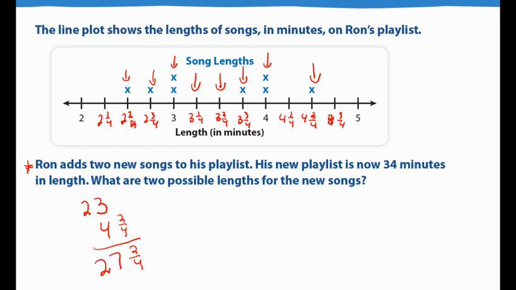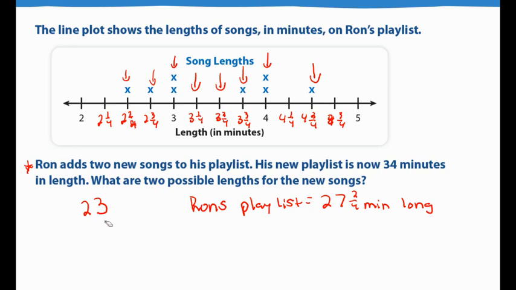Now, so we know that as of right now, Ron's playlist is 27 and 2/4 minutes long. But the question says that's originally on the line plot. That's how long it is. But the question says he adds 2 new songs to his playlist, and it is now 34 minutes.